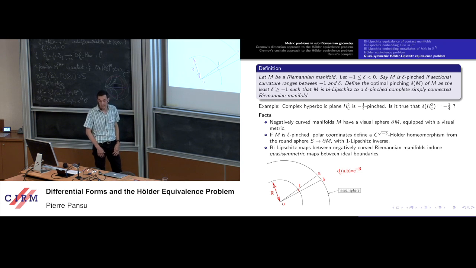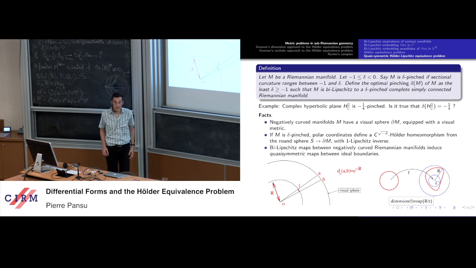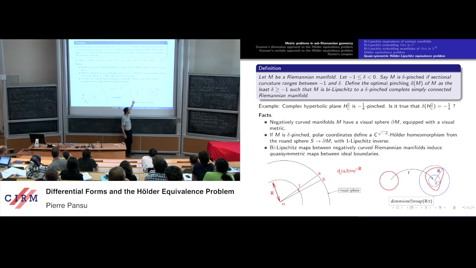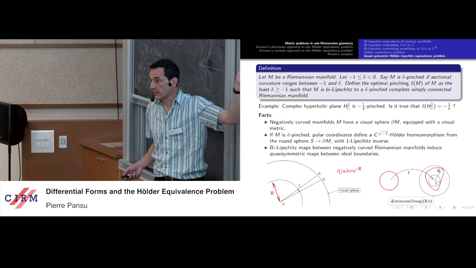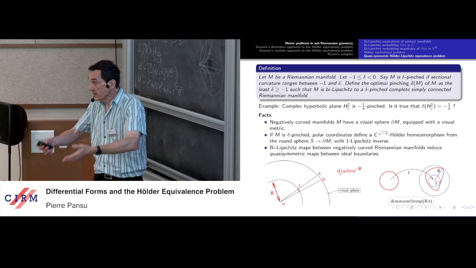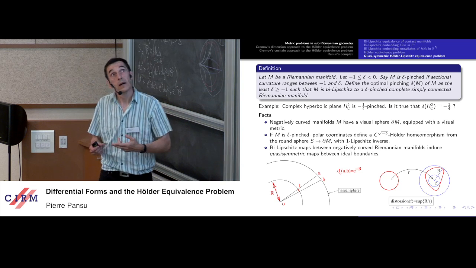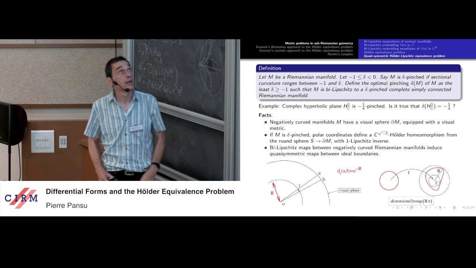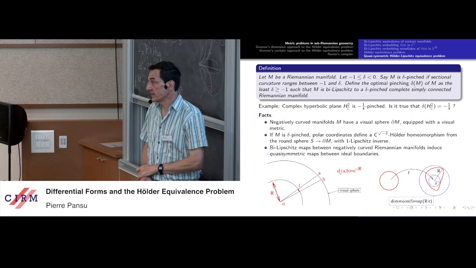They are quasi-symmetrically related. So what does quasi-symmetrically mean? It means that balls in one metric are pinched between concentric balls in the other metric in such a way that the ratio of radii of these concentric balls is bounded. This is what quasi-symmetric means. And that's all one can say. So you see, the relation between the pinching problem and what we see on the boundary is a Hölder-Lipschitz equivalence problem, except that we have this quasi-symmetric twist in it.